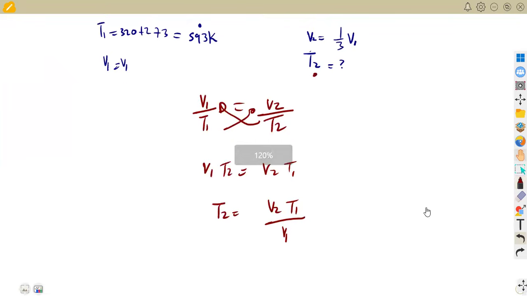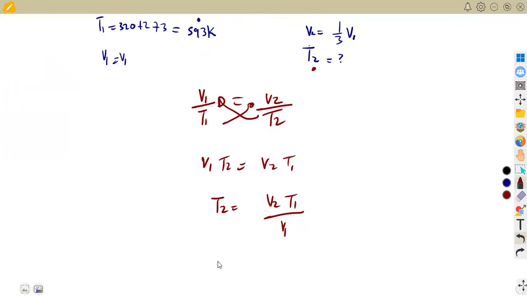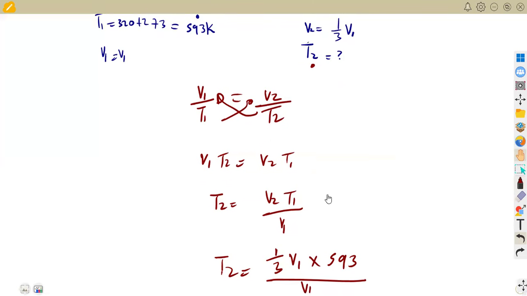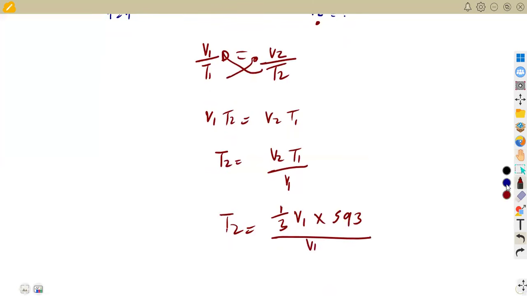So the moment you substitute these two now, it follows that our T2, the moment you substitute V2, your V2 is a third of V1. So it was just supposed to be like this, a third of V1 times T1. What is our T1? Our T1 is 593. Everything over V1. V1 is just that V1 because we are not given it. It is V2 which is written in terms of V1. So V1 is remaining as it is. So you just see that this V1 and V1 will just cancel. They are the same. So there is nothing there.